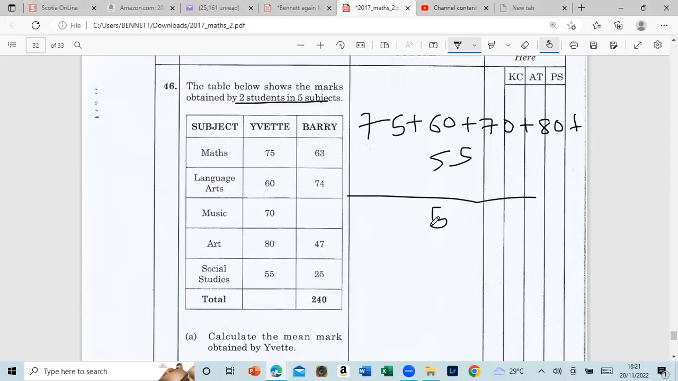I'm going to use a calculator because time is going on. I don't want this meet to end. So it's 75 plus 60. You guys check it for yourself. Plus 70, plus 80, plus 55. Here we are, total in my count, 340. So it's 340 divided by 5. So the average would be 68.